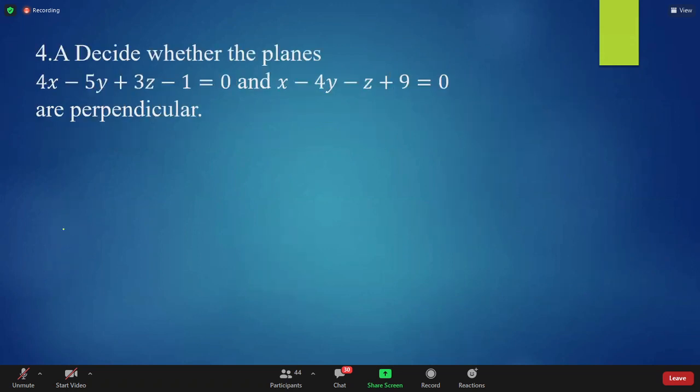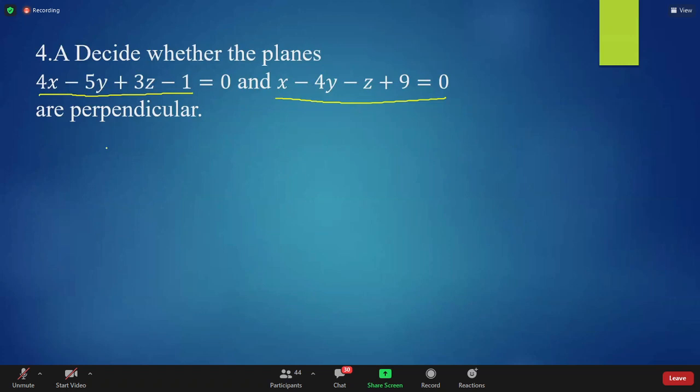Next, are these 2 planes perpendicular? How do we know that? We take the normal vector of one plane. We take the normal vector of the other plane and check if these normal vectors are perpendicular. Then the planes themselves, of course, must also be perpendicular.